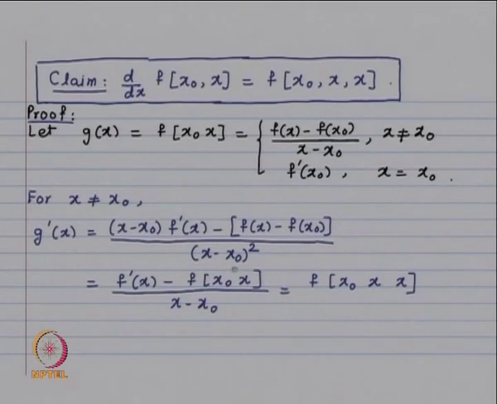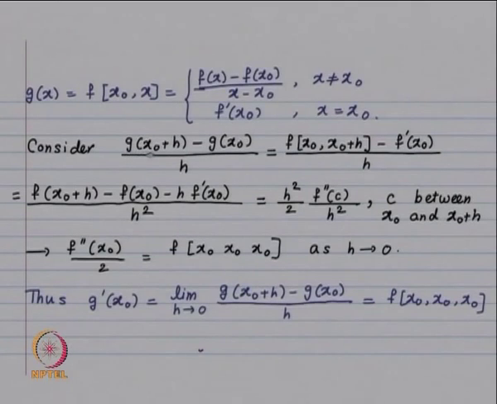Now, this is nothing but the divided difference based on x 0 x x, that is the recurrence formula. This is nothing but the divided difference of f based on x comma x, so that is f dash x minus the divided difference based on these two points, divided by x minus x 0. So, we have proved the claim for x not equal to x 0. Now, look at x is equal to x 0 and apply the definition.